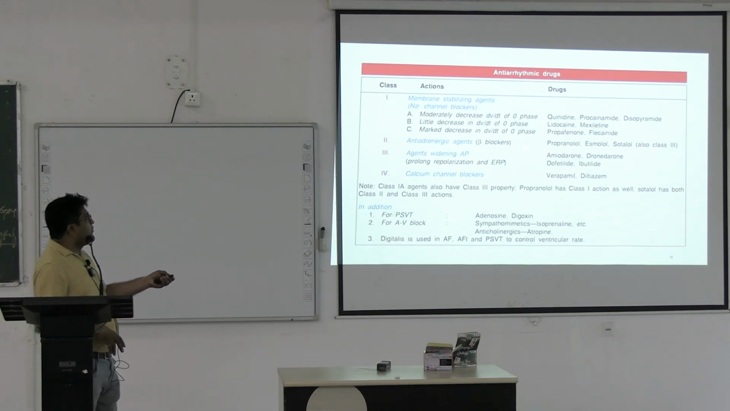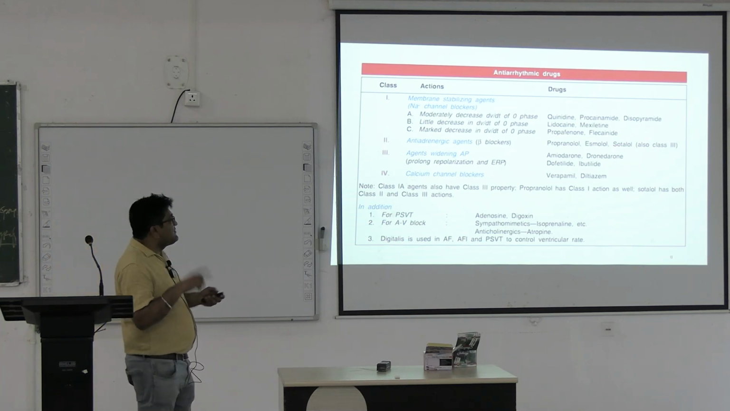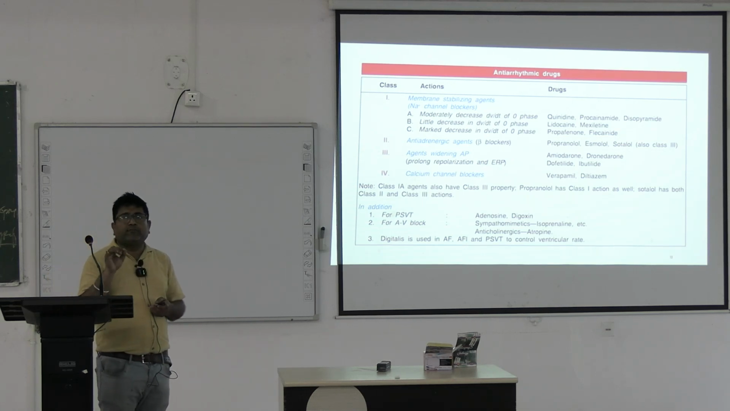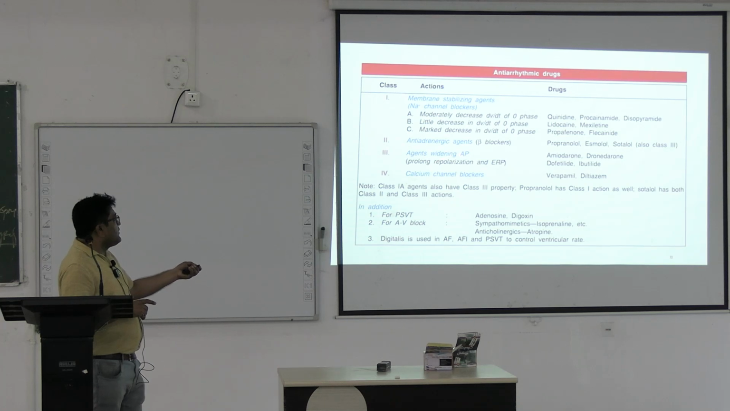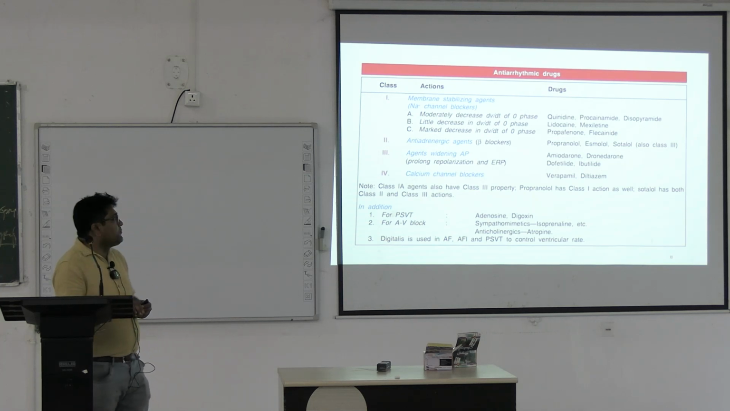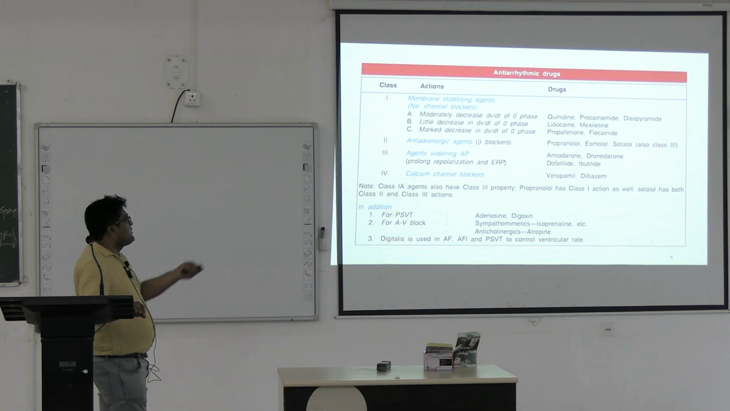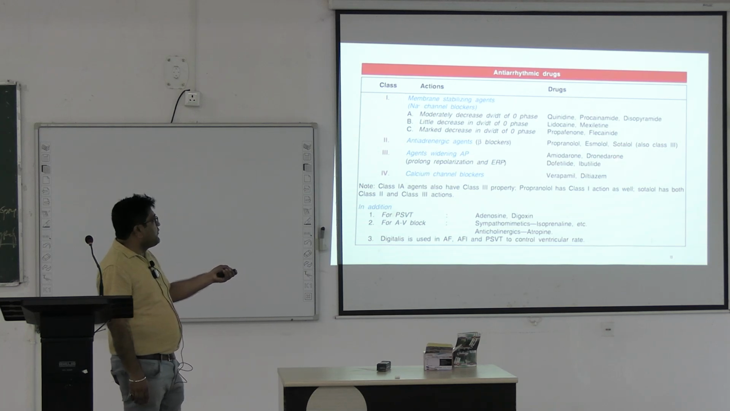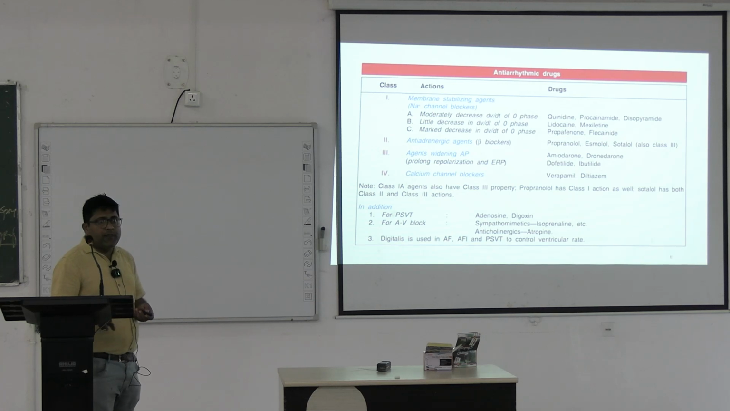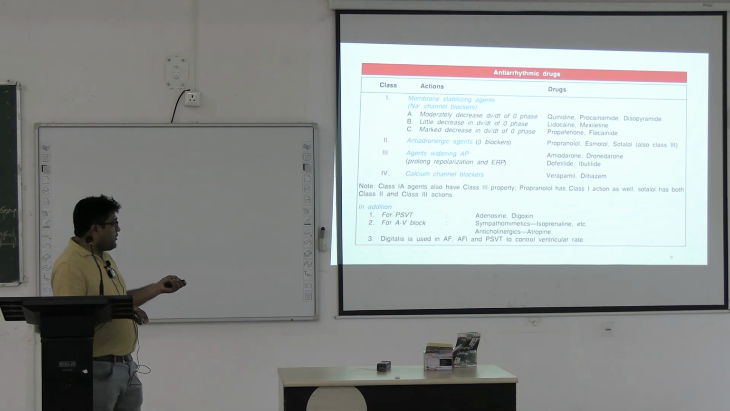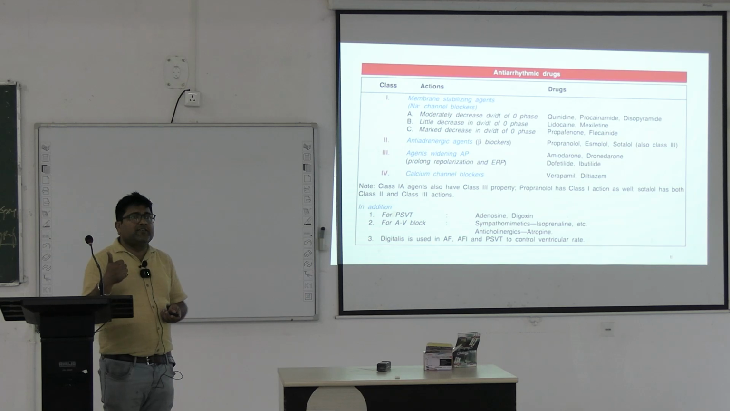Coming to the beta blockers, class 2: propranolol, esmolol, sotalol. Sotalol has additional class 3 property. Class 3 are potassium channel blockers. Now we know the phase 3 of the cardiac action potential happens because of potassium channel opening. As they block potassium channels, the delayed rectifier potassium channels, the action potential duration is prolonged with this group of drugs. So these agents widen the action potential, and prolong repolarization and the effective refractory period: amiodarone, dronedarone, dofetilide, ibutilide. Calcium channel blockers include verapamil and diltiazem. Now note, class 1A agents have class 3 property also. Propranolol has class 1 action as well. Sotalol has class 2 and class 3 action.